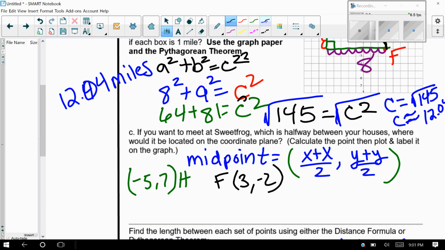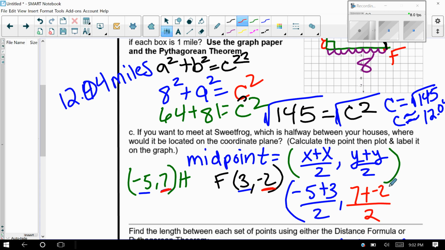And now we're going to underline our x values. I always do this for you first. Your x values are your first 2, right? And it doesn't matter which one you start with. You can start with -5, plus 3, divide that by 2, comma, then you're going to do your y values, which are the second 2. So if I started with -5, I'm going to start with 7 plus -2 divided by 2.